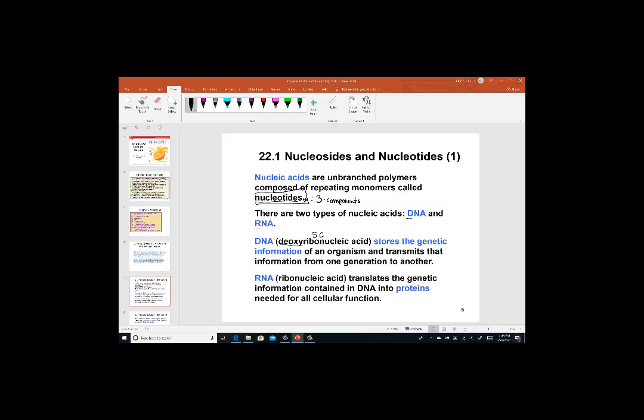DNA is responsible for storing all of the genetic information of an organism and transmits that information from one generation to another. Mitosis and meiosis. Of course, RNA, ribonucleic acid, translates this genetic information found in the DNA into specific proteins. It's reading the specific amino acids to create unique proteins for all cellular functions. Sounds like quite an important job, doesn't it?